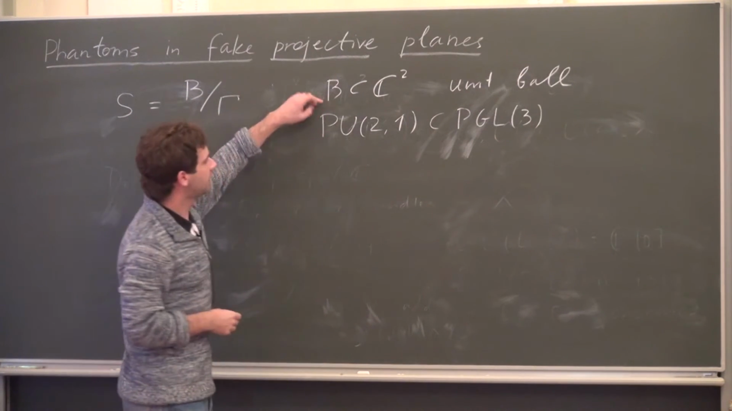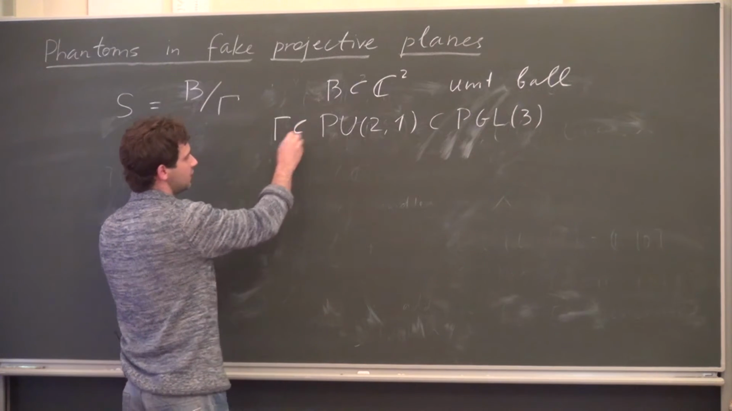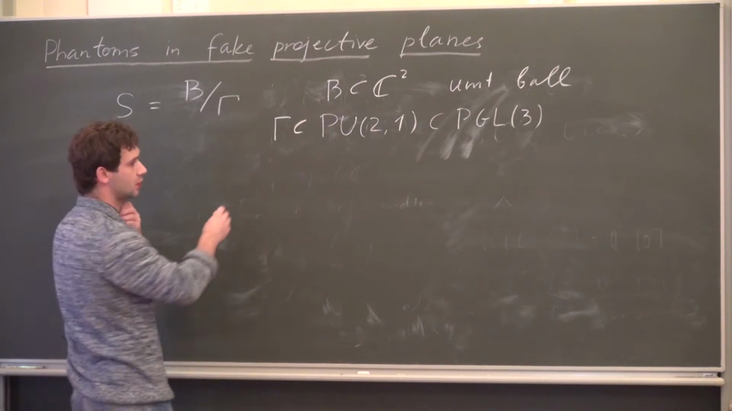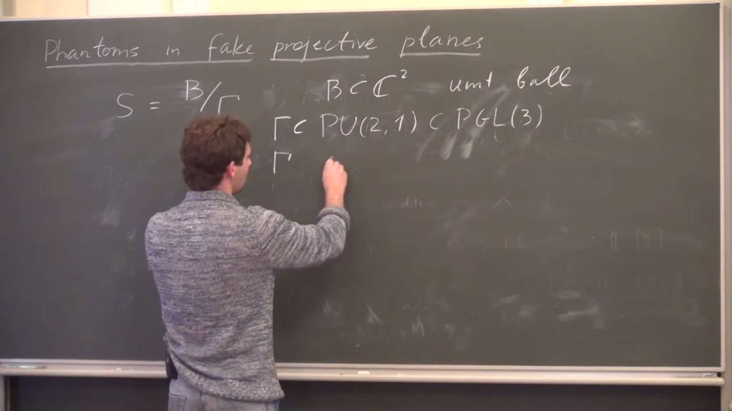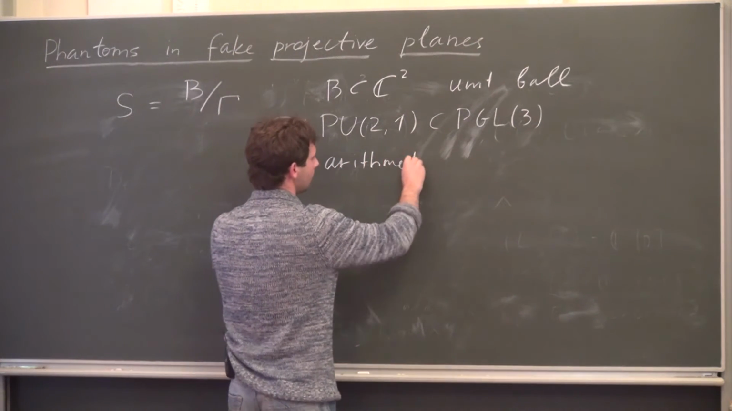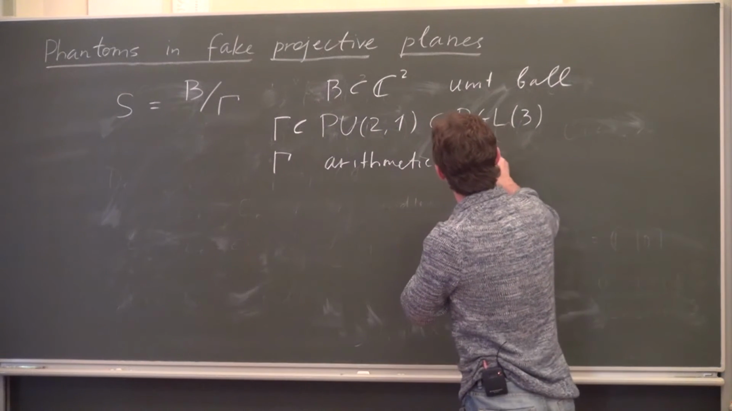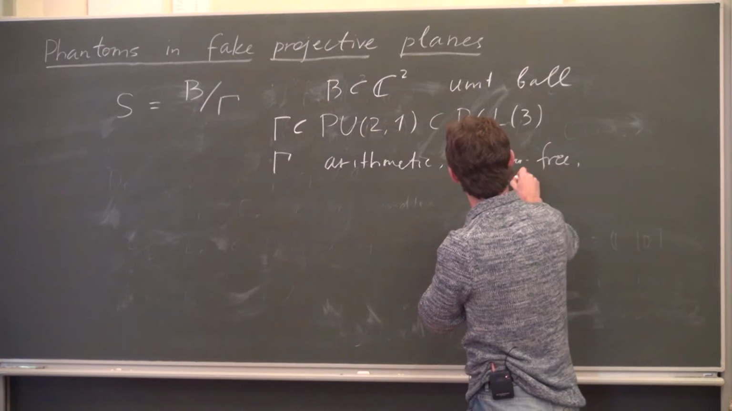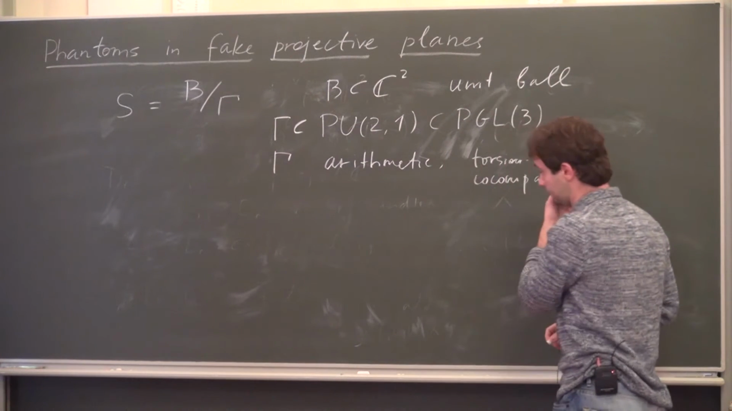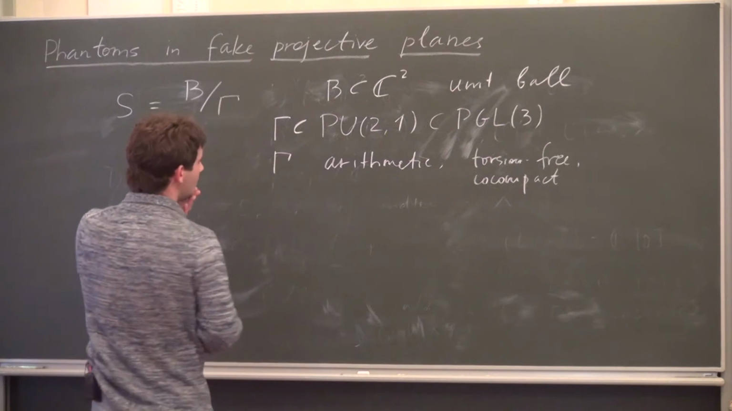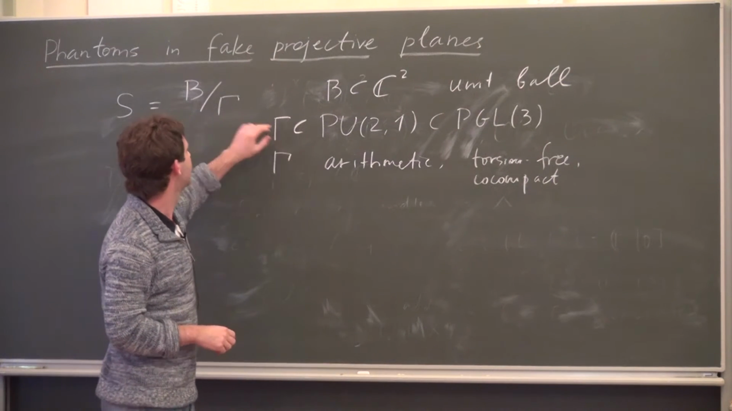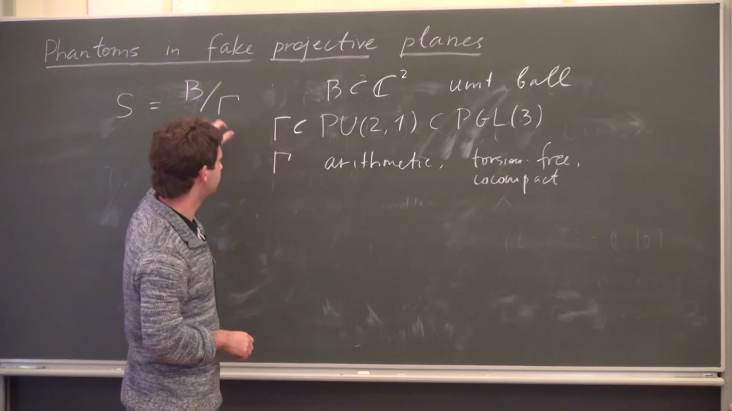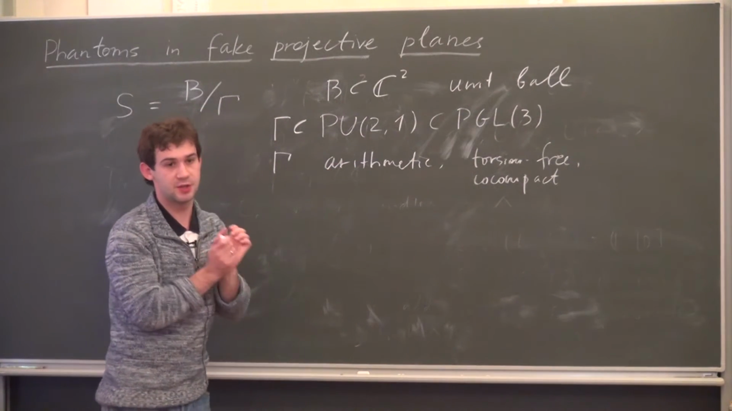Then one can take Gamma inside. One can show that all fake projective planes are such quotients where Gamma is an arithmetic, torsion-free, co-compact subgroup. Torsion-free will imply that there's no fixed point, so it's a non-branched covering. Co-compact means that the quotient is compact, and arithmetic will imply that one can classify all such things.